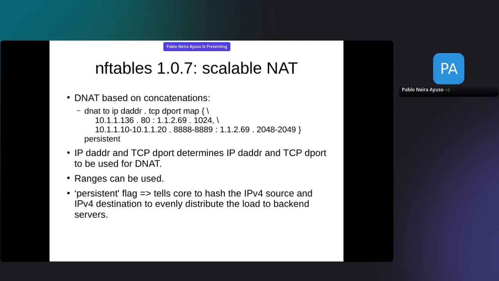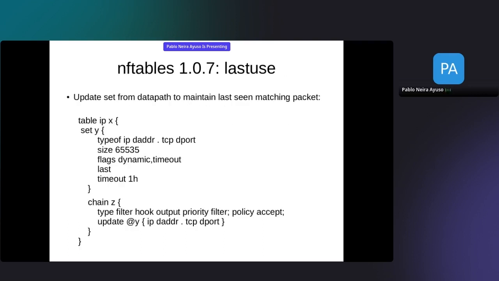The persistent flag that is shown in that example is also something that is signaled to the NAT core, and it also exists in iptables. It basically tells the core to hash IPv4 source and destination, to make sure that flows coming from the same origin and targeting the same backend always get to the same backend. This is just to make sure that classic HTTP traffic doesn't break by sending some flows to the wrong backend.